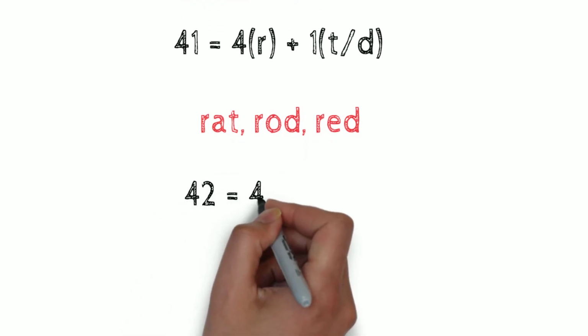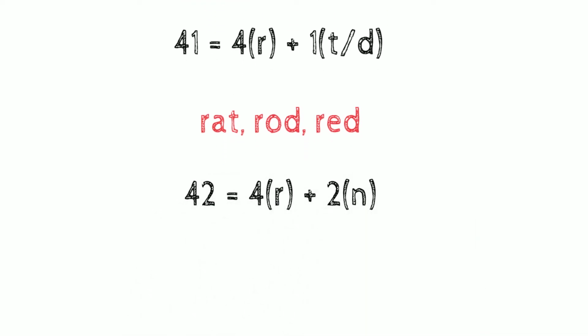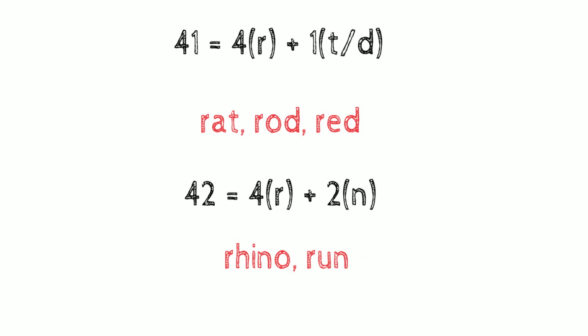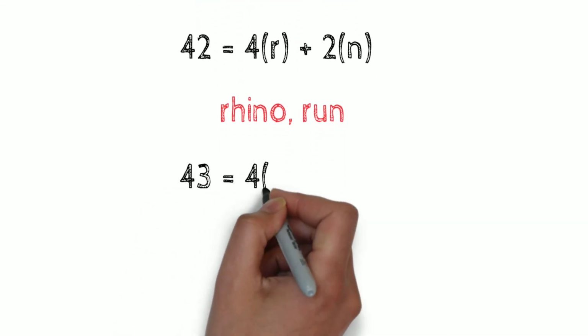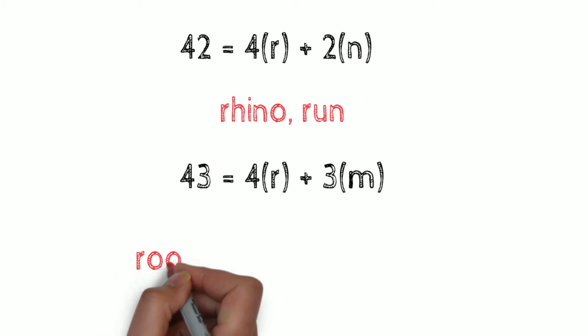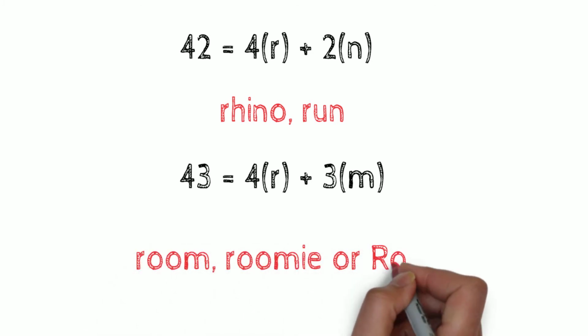For 42, the consonants R and N represent it. When you bring them together, you can form words like rhino or run, for example. The letters R and M stand for 43. What words can you think of when R and M are put together? What about words like room, roomy, or roam?